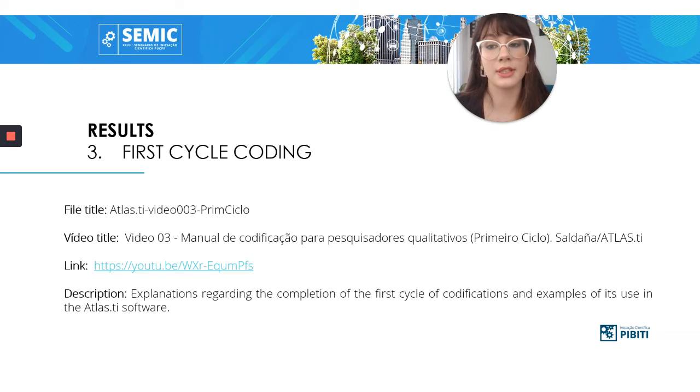For the third video, we talked about the first cycle coding, which is the first cycle of qualitative analysis based on what Saldanha says. And so we brought explanations regarding the completion of this cycle with examples of its practical use in the Atlas TI software. So, not using the Atlas TI software itself, but an example of research that was developed with Saldanha's theory and Atlas TI, so students could have an illustration of how it looks and how it is in practice.